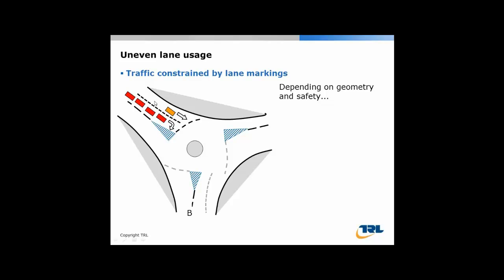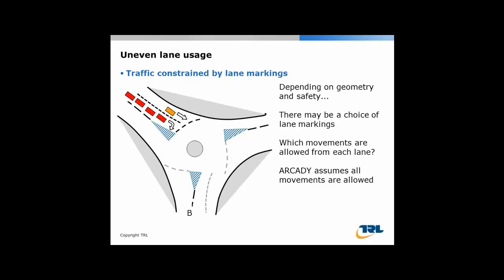Red vehicles could use the other lane, if you imagine it was safe to do so, and they don't in this case because of the lane markings. And again, you have some potentially wasted space here. So it could be a choice of lane markings. How does ARCADY know which movements are allowed from each lane? The answer is, until now, it hasn't done.